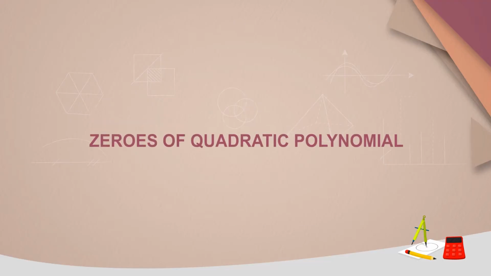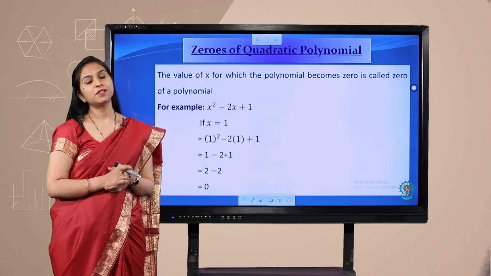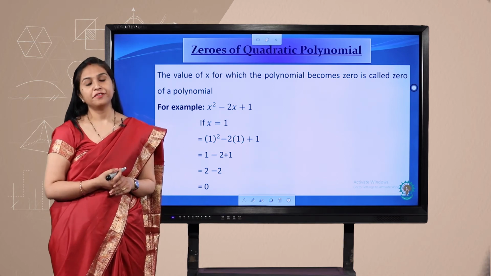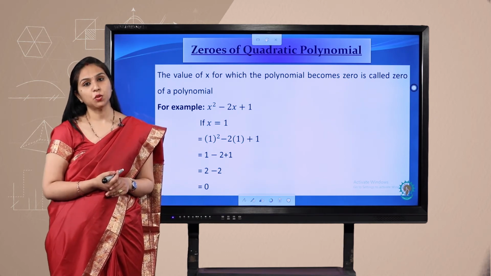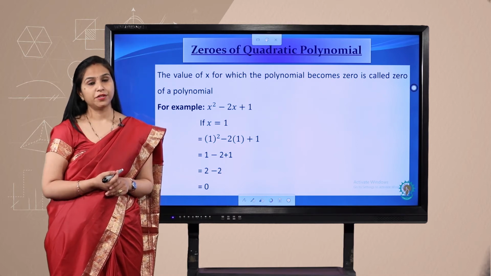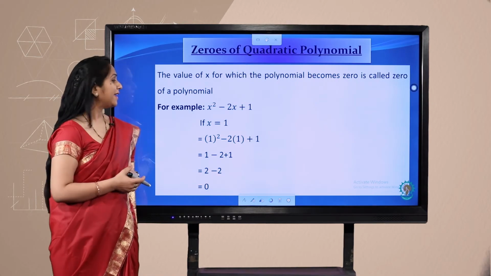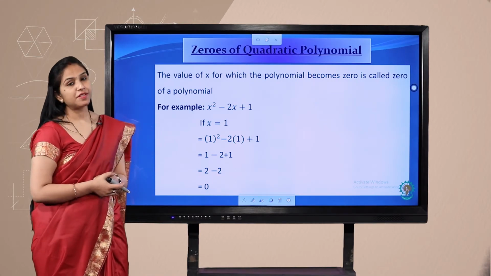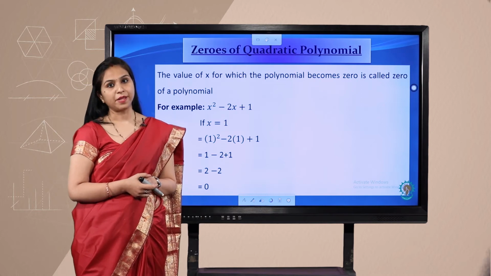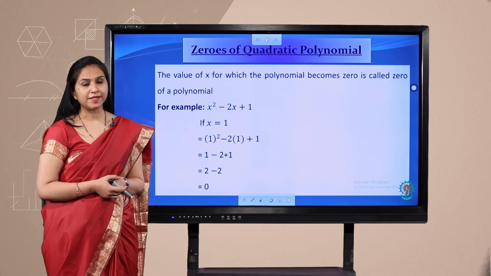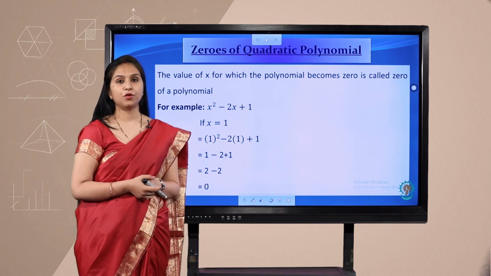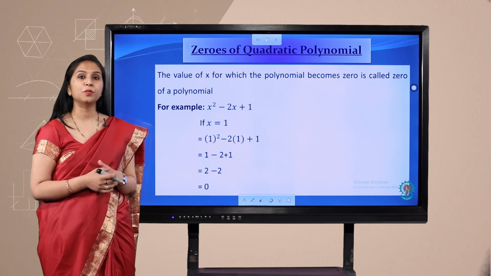Next, we are going to discuss the zeros of a polynomial. Children, zeros means the value of x which, when we substitute in the given equation, makes your equation reduce to 0. For example, the given equation here is x² − 2x + 1. Let me substitute x = 1 here. Children, this is just a trial and error method. You can put any value of x and then check whether that value of x is a zero of the polynomial or not.